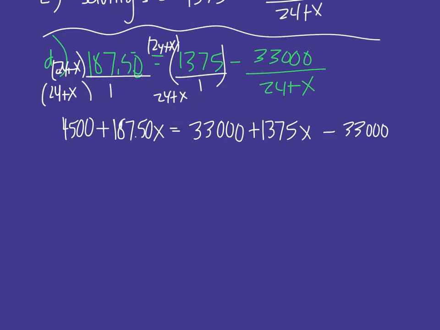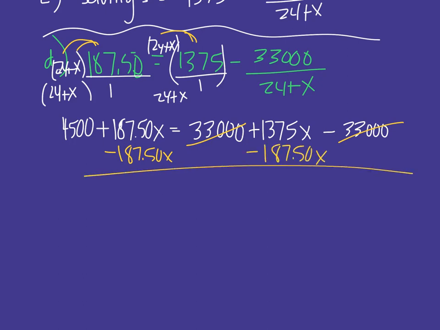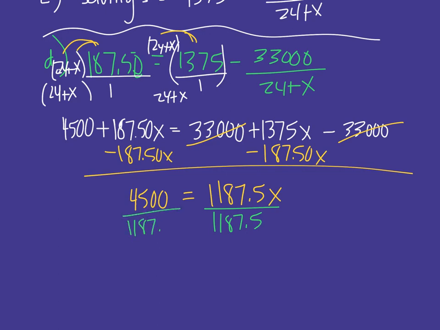All right, so I just distributed all of these, the 24 and the x, and then the 24 and the x, and I get this. So it's kind of nice, at least the 33,000s are going to cancel out over there. I'm going to subtract the 18750x. And notice my denominators went away because they just were all the same, so I just kind of ignored them. Okay, and I subtracted the x's. Now I'm going to divide 1187.5 on both sides.